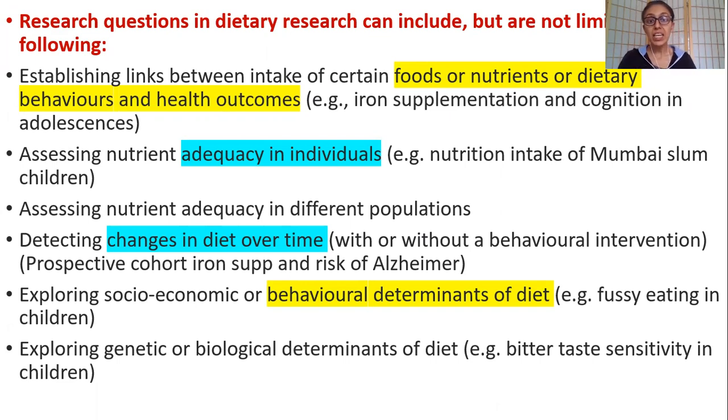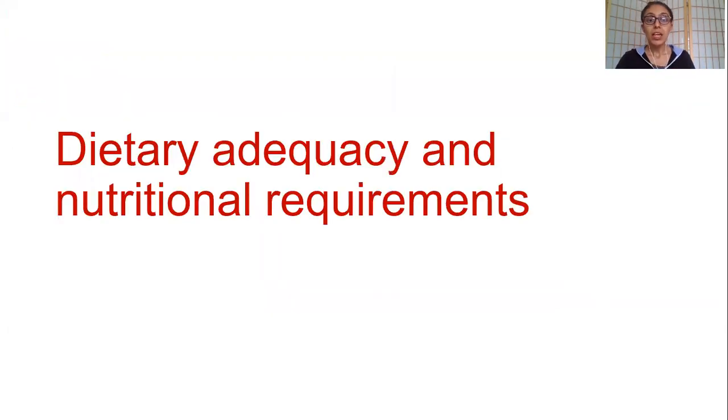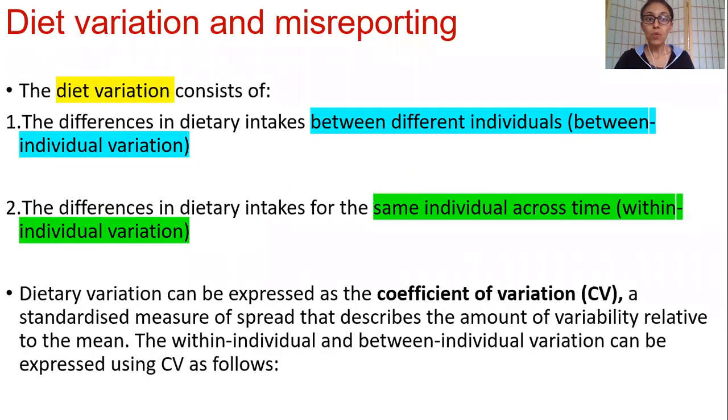So basically, these are the big research domains in dietary research, but of course they are not just limited to these. Then dietary adequacy and nutritional requirements.